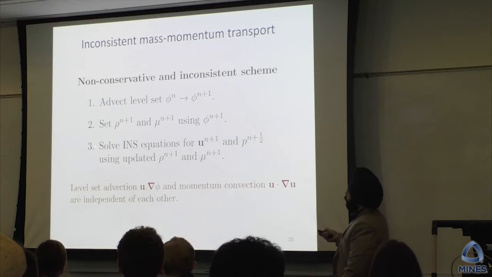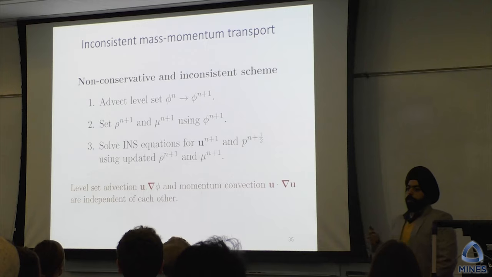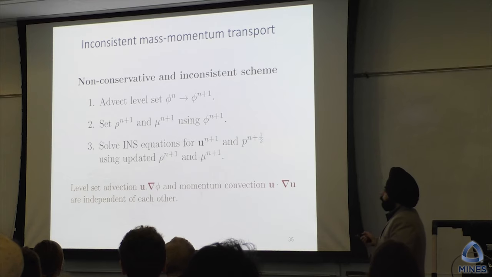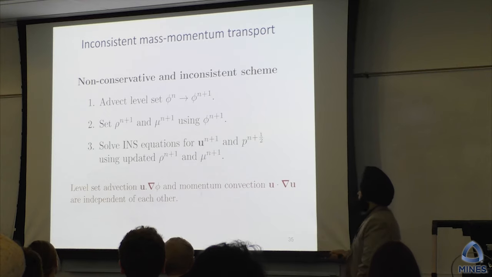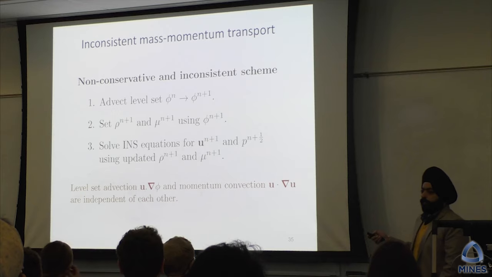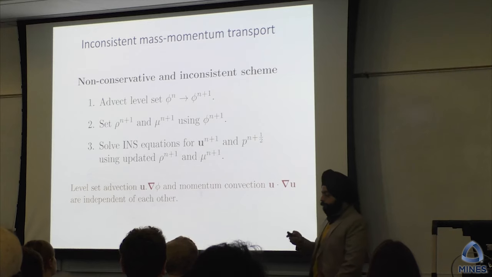And then you solve the incompressible Navier-Stokes equation to update your velocity and pressure. And then you move on to the next step. So if you do that, then you are decoupling the transport of mass, which is basically the advection of the level set. The level set gives you your mass transport. And the momentum transport, which is your convective operator in the INS equation. So there is no connection between these two parts, and this is the cause of instabilities.